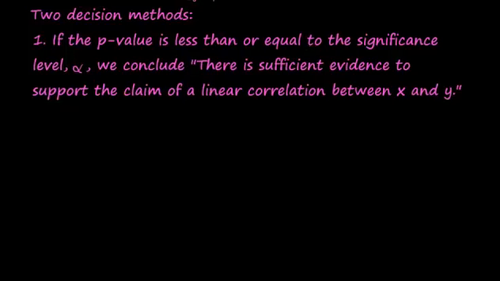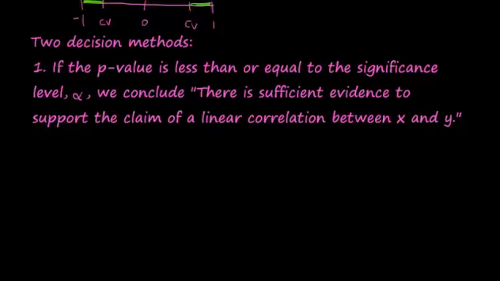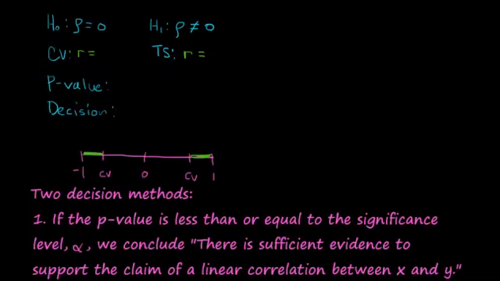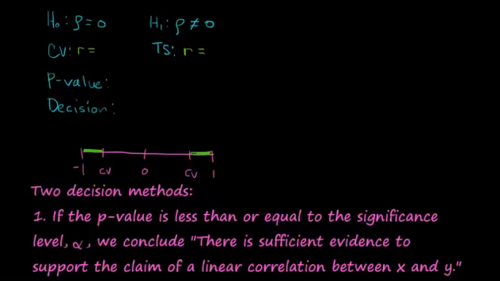So why would we say there's evidence to support the claim? Well, notice if the p-value is less than alpha, what that means is we reject the null hypothesis, and it says there is no linear correlation. So therefore we have sufficient evidence to support the claim that there is. The claim will always be that there is a linear correlation between these two variables.